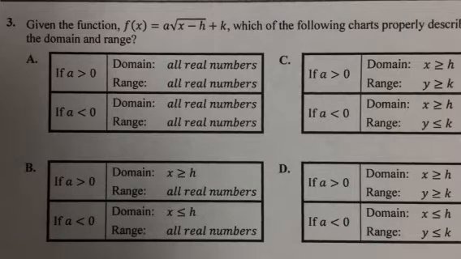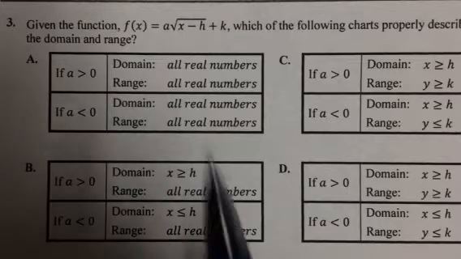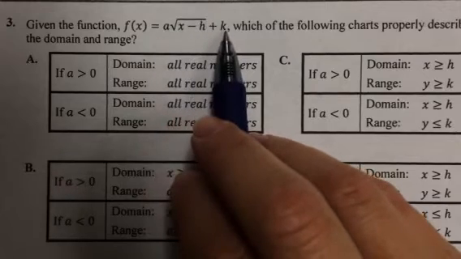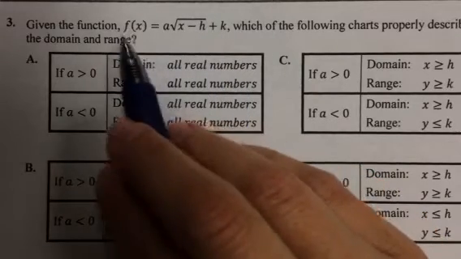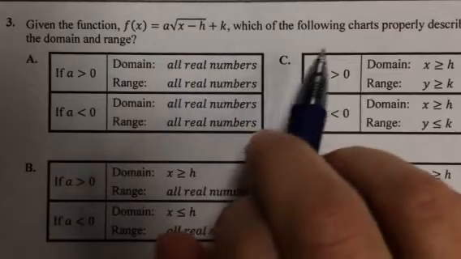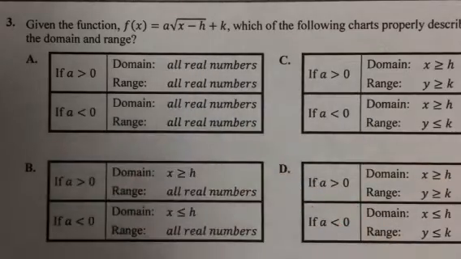Okay, so here's number 3. I think the tough part about this one is it has a bunch of letters, so it's hard to visualize. So whenever you have a problem with a bunch of letters, if you want, you can make some of them numbers. So A and H and K, you can pick numbers for. F of x is kind of like y, and x is x, so don't pick numbers for those, leave them x and y. And then you can see a picture of what it looks like, and that can help you decide on the domain and range.